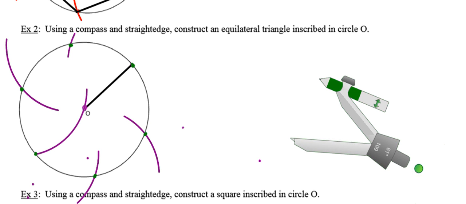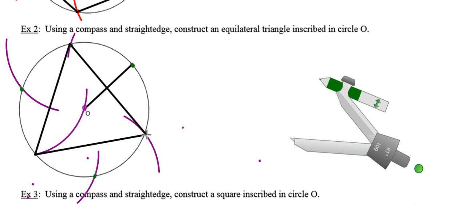So instead of constructing or connecting consecutive pairs of vertices like I did with a hexagon, now I'm going to only connect every other vertex. And there's my gorgeous equilateral triangle.